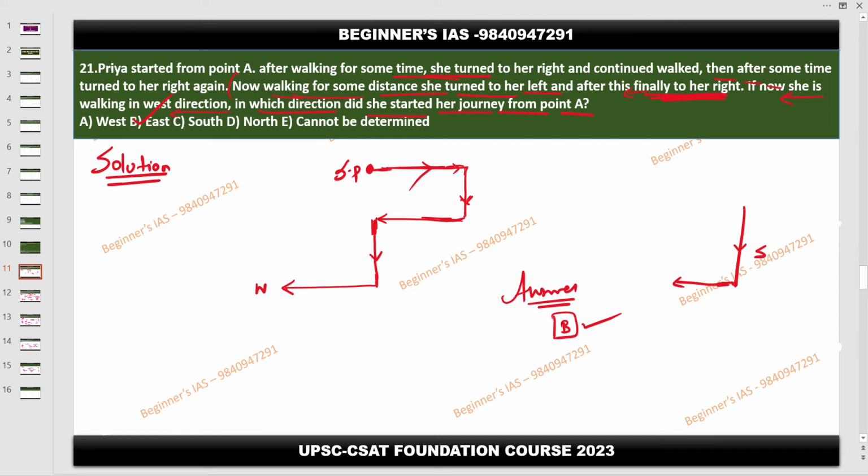After reaching this point, read again from the starting. Now read from the start: she started from A, and after some time she turns her right. Yes, after walking, she turns her right. This is going to be her right. Continued walking, then again towards her right, this is the right direction. Then after walking some distance, she takes the left turn. Again walking some distance, she takes a right. That is the last statement, a right. Then she is heading towards the west direction.